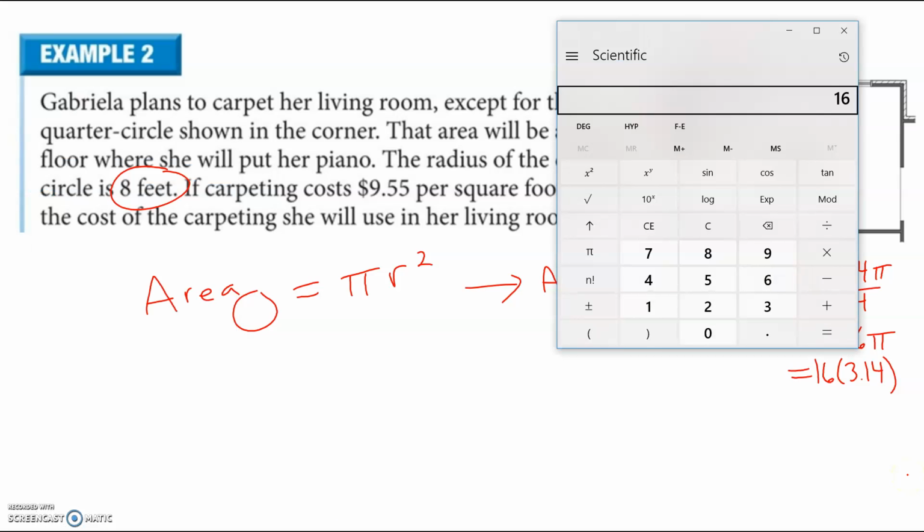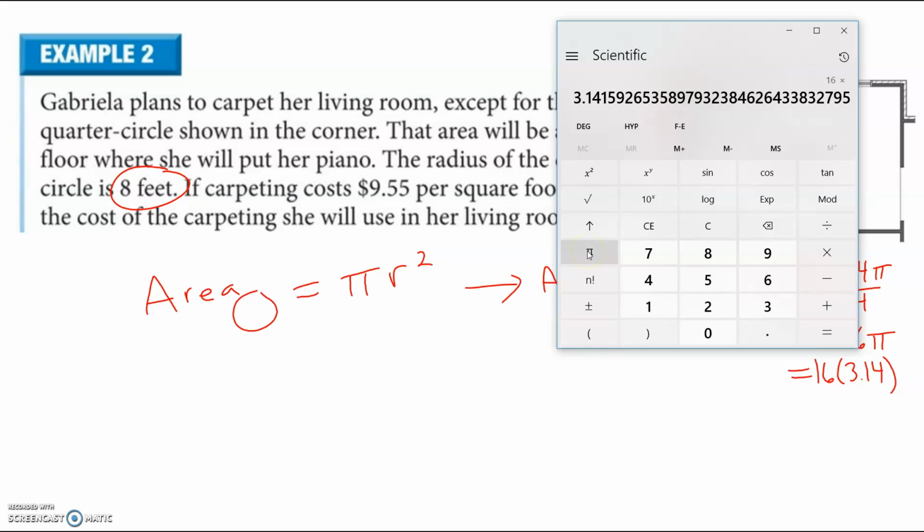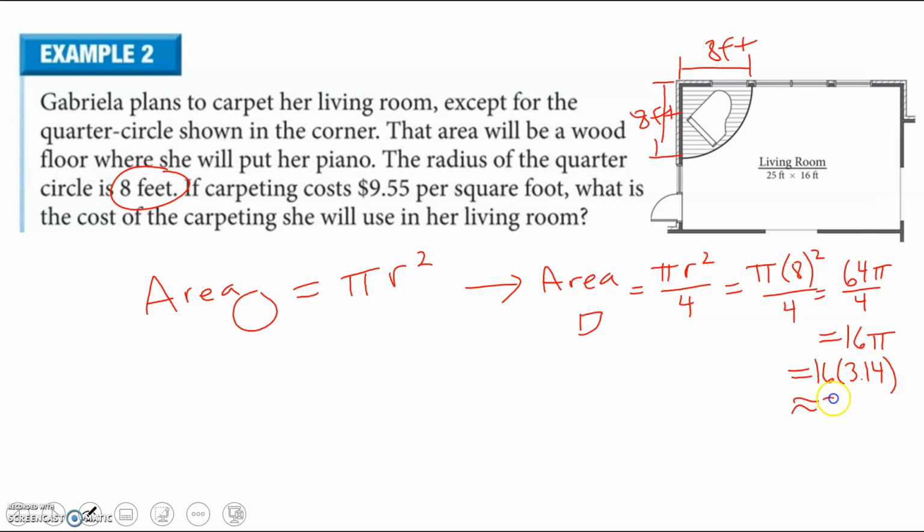Now, of course, if your calculator has a pi button like this one does, you can use that. It'll be more precise. So let's do that just for the sake of precision. So we see then that the area of our quarter circle is about, let's say, 50.3 square feet. All right, so that is our area in here.